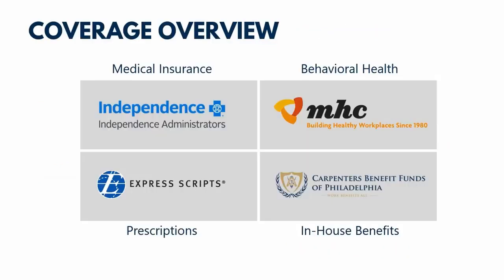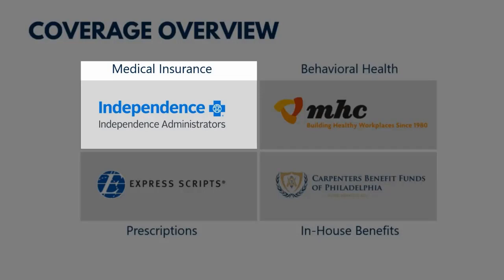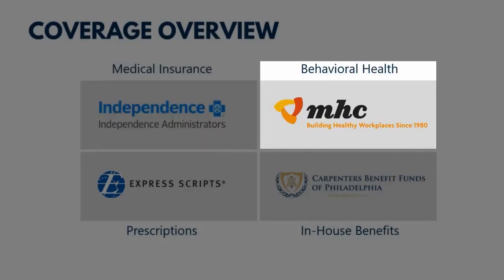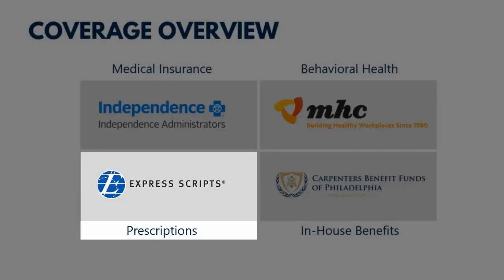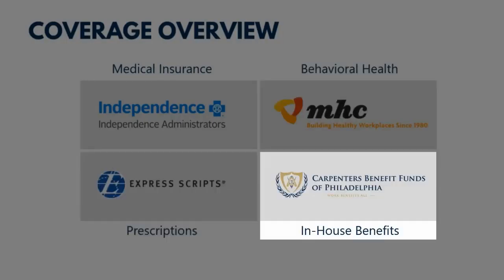I don't want to go into the minute details of each one of our coverages. I just want to mention what you're currently entitled to as an active carpenter, and that carries over, same plan, when you're eligible as a retiree. It's broken into 4 major categories. It's our major medical through independent administrators, our behavioral health coverage through mental health consultants, our prescription coverage through Express Scripts, and our in-house benefits. Those are the benefits that the fund actually administers here at the fund office.